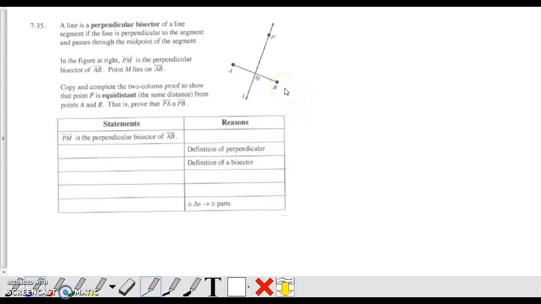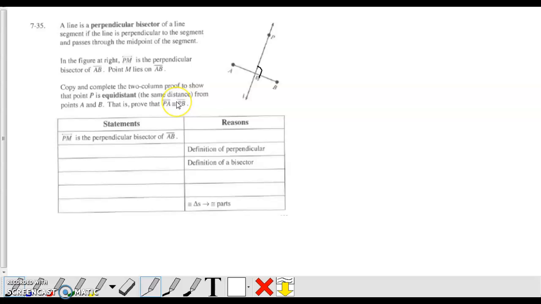So a line is a perpendicular bisector of a line segment if the line is perpendicular to the segment, which means that it's 90 degrees, right? And passes through the midpoint of that segment. So notice that there are two pieces of information. Okay, I'm going to erase that because we don't actually know if that is perpendicular or not. So in the figure at the right, PM is perpendicular to AB, and M lies on that point. Excellent. So I get to draw that in because it is perpendicular.